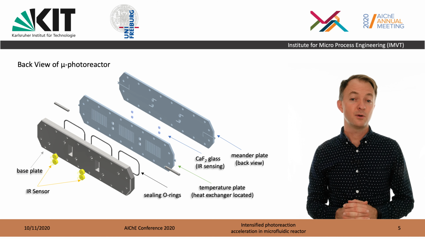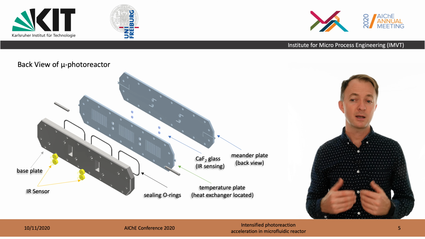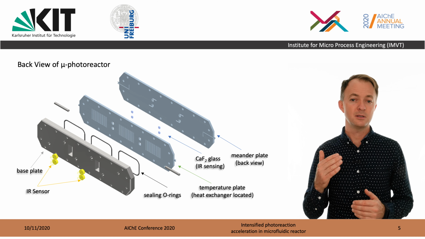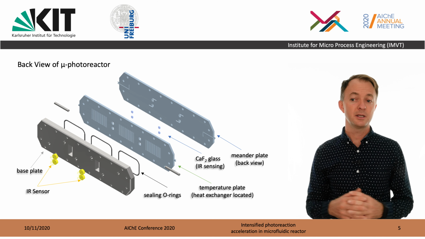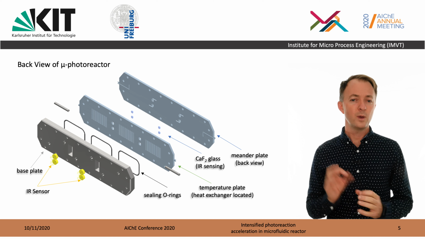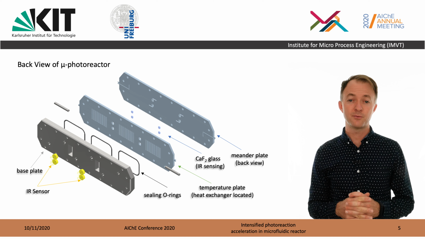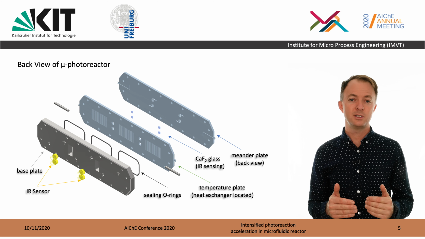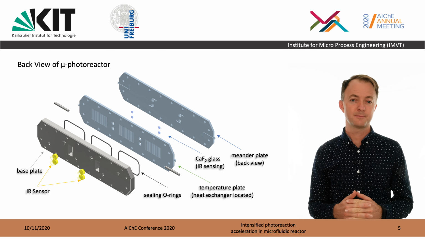When we look at a back view of the photoreactor, you can see the base plate, and shown in yellow are the placement of the infrared sensors. And what you can also see is the plate that integrates the heat exchangers, some of the sealing, and you can see they're shown very small, but the window material that we've used in the IR sensing regions is a specialist material, calcium fluoride, that has excellent IR transparency. In the main reaction regions, we have used high-grade quartz glass.